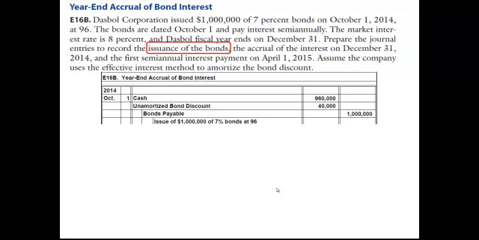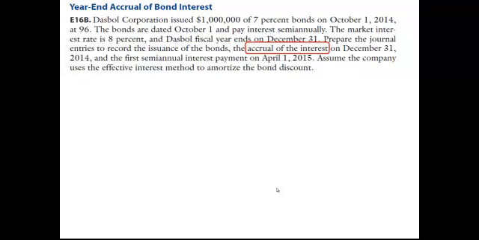So the first thing we're going to do is record the issuance of the bond. This is something we've had quite a bit of practice on. We debit cash for 96% of the issue amount. So that's $960,000, and then the bonds payable amount is always for the face value amount. So that leaves us with a $40,000 debit to our unamortized bond discount account.